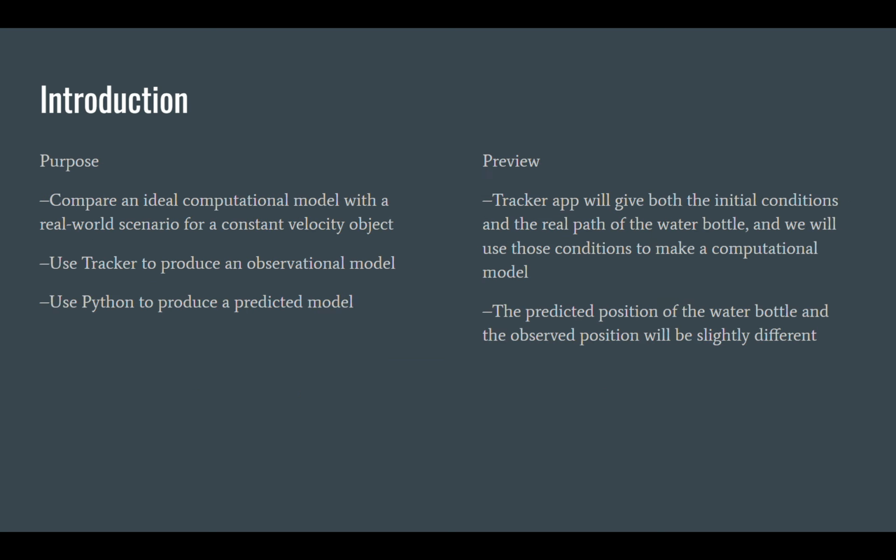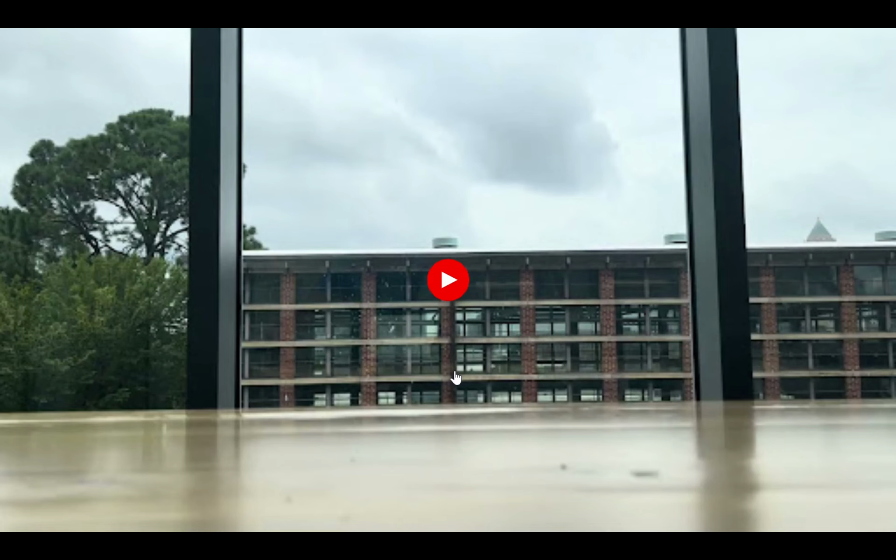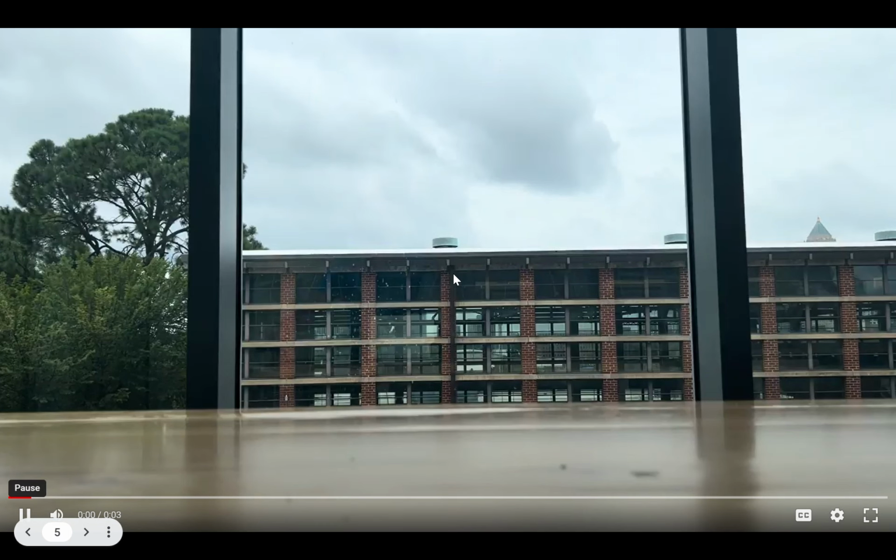The purpose of this lab is to compare an ideal computational model, which we'll create using Python, with a real-world scenario which we will track and observe using a tracker app for a constant velocity motion object. The tracker app will give both the initial conditions and the real path of the water bottle that we will use, and we will use those conditions to make a computational model. The predicted position of the water bottle and the observed position will be slightly different for a number of reasons we'll go into later. This is the object that we are studying.